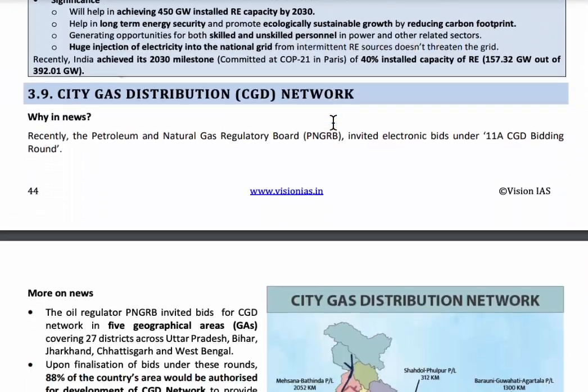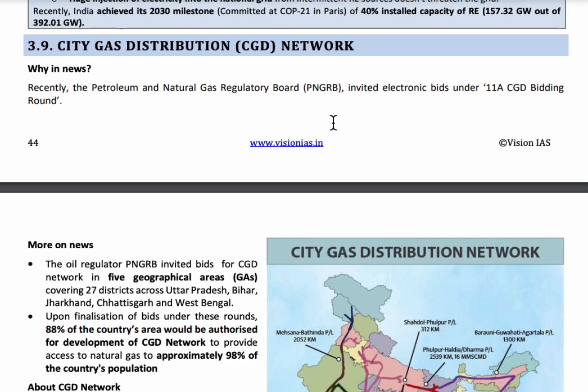The next topic is the city gas distribution network. So for a cleaner cooking fuel or transportation fuel, the central government has launched a new program under the Petroleum and Natural Gas Regulatory Board Act 2006.